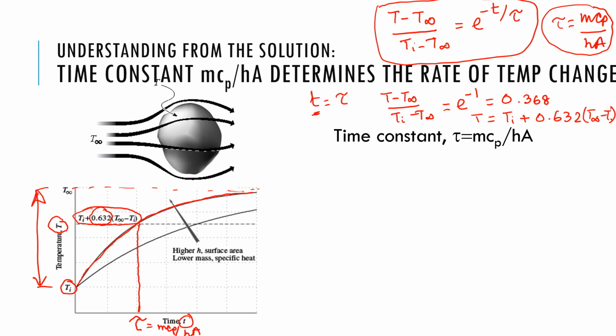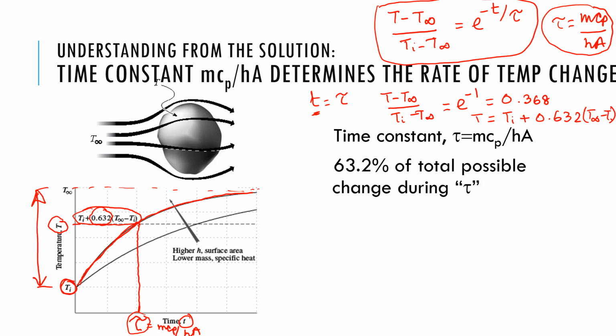63% of that has happened. So 63% of the total possible change means the actual temperature is Ti, it starts from, plus the 63.2% change, and that gives the temperature at t equal to tau. So the meaning of time constant is that 63% of the total possible change happens during this time constant.